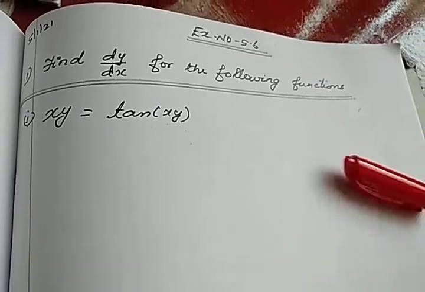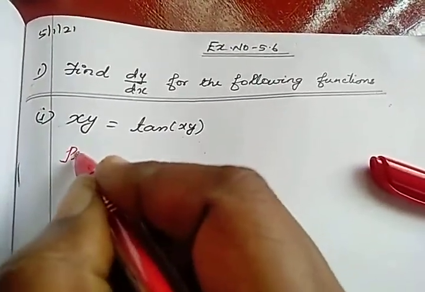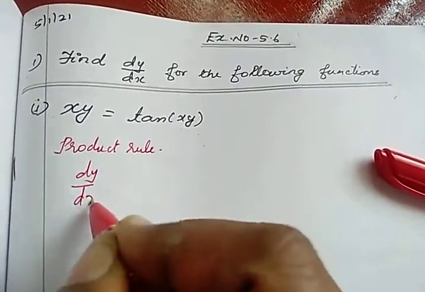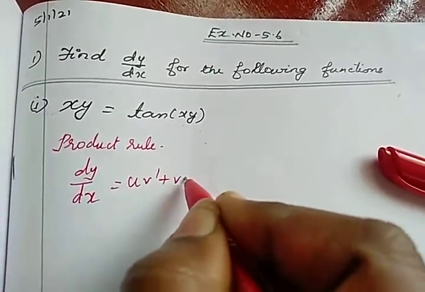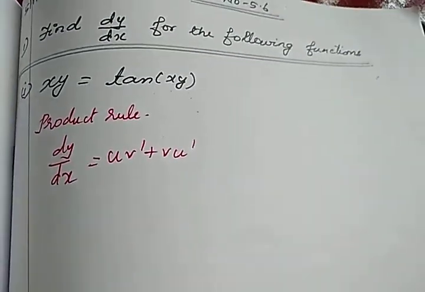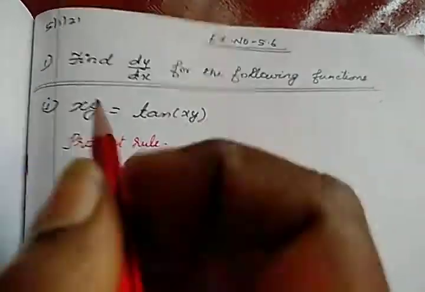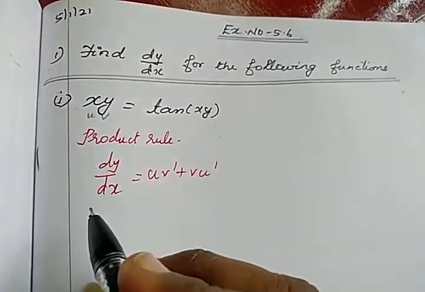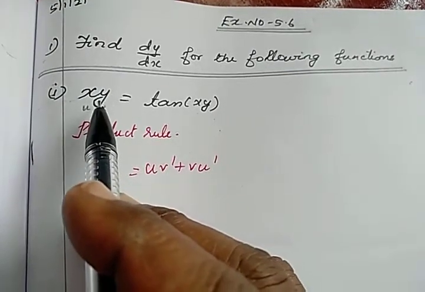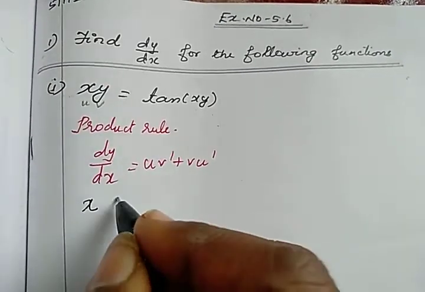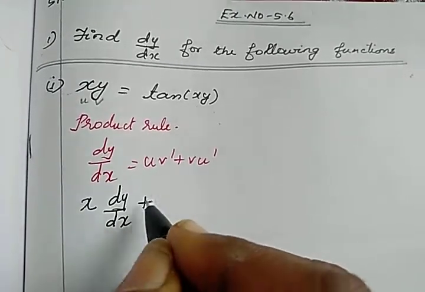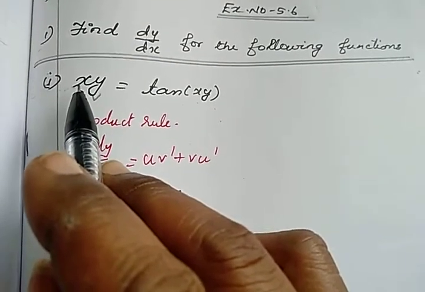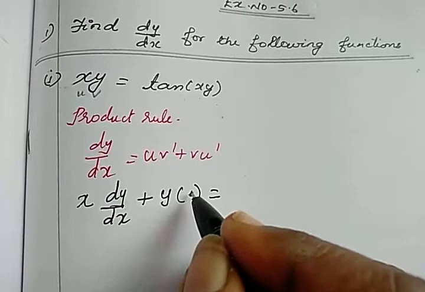What is the product rule? dy by dx is equal to uv dash plus vu dash. This is u, this is v. Now, when we differentiate, we get u v dash, u is x, differentiated with respect to x as dy by dx, plus v is y, u dash. If you differentiate x with respect to x, you get 1.